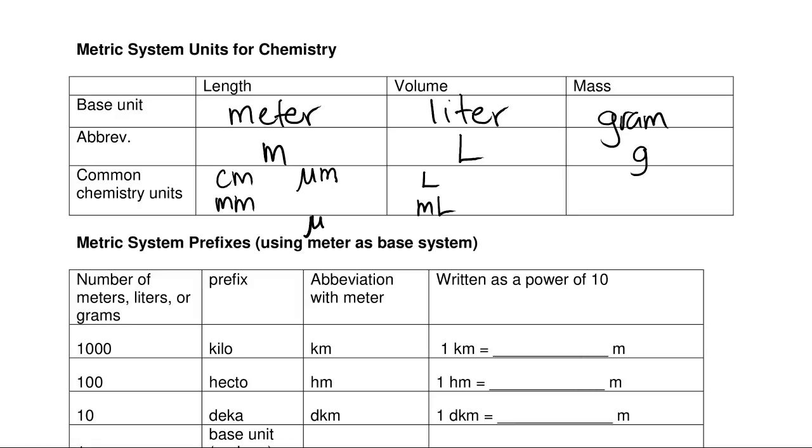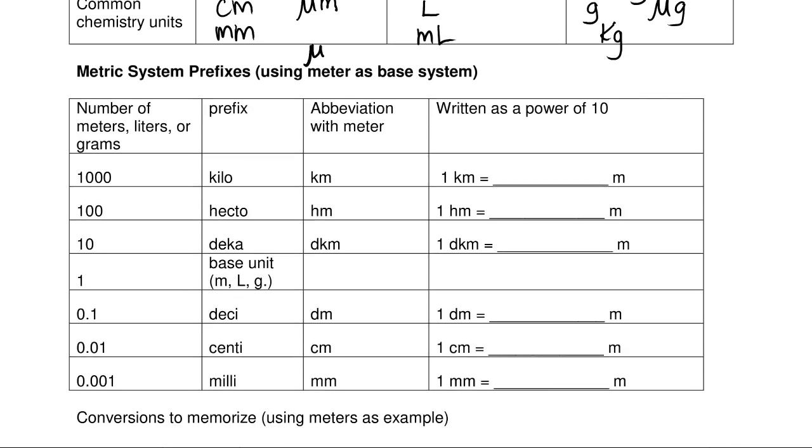And then for gram, you've got gram or kilogram. Occasionally you may see microgram. So these prefixes are nothing new, but we're going to review them real quick. Kilo means 1,000, so a kilometer has 1,000 meters. 1 kilometer is 1,000 meters. A hectometer is 100 meters because hecto means 100. Deca means 10, so a decameter is 10 meters.